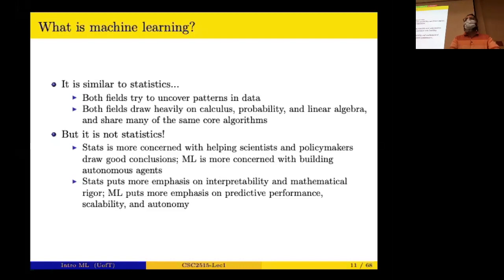But I want to say that the difference is kind of blurry. So it is not exactly that people in machine learning don't work on making interpretable machine learning systems, and also people in statistics care about having good predictive performance. Okay, any questions so far?